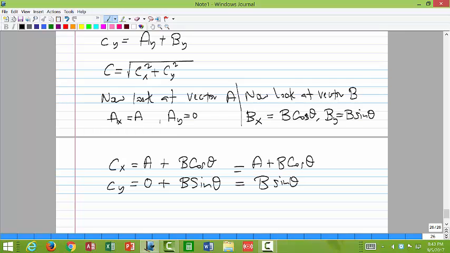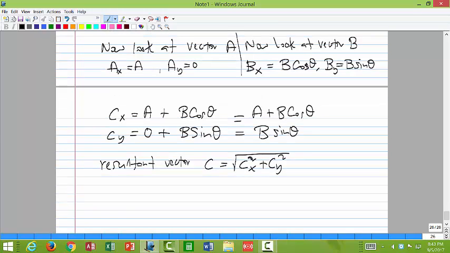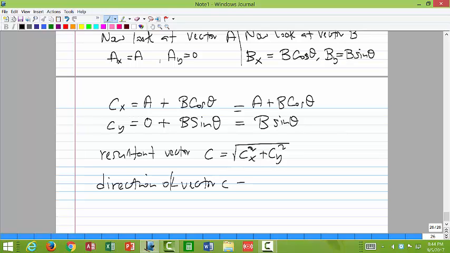Once you know Cx and Cy, that's when you calculate your resultant vector C. That will be Cx squared plus Cy squared, and you take the square root, of course. And then the direction of vector C is found the way we talked about. So the angle phi is the inverse tangent of, what will it be? Cy over Cx. Very good. So that's the way you do the coordinate component method of vector addition, and this will work for any number of vectors also.